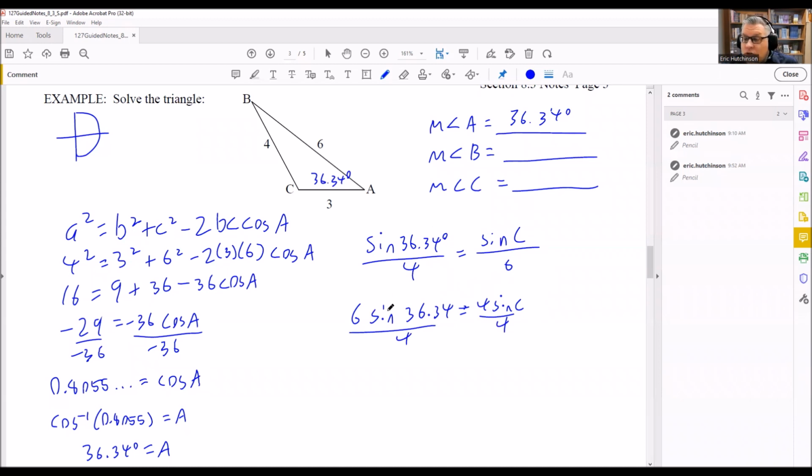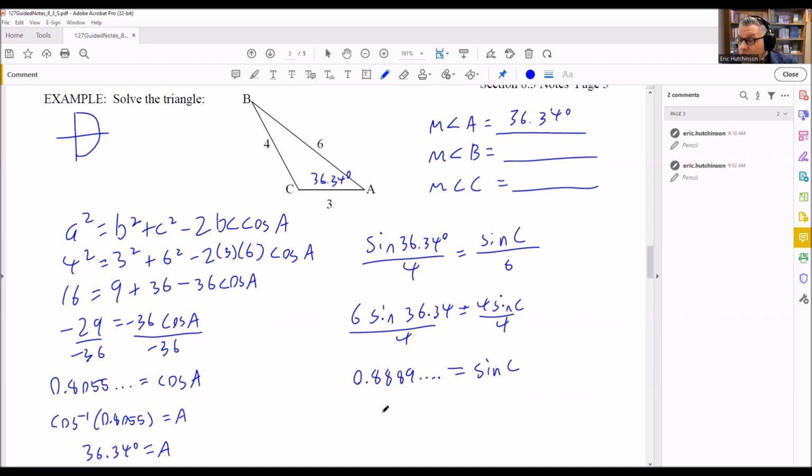And then we're going to put this into the calculator. When you do, you're going to get 0.8889. There's some more decimals that continue, so I'll put dots again for that. And then we have sine C here. We need to take the inverse sine of both sides.